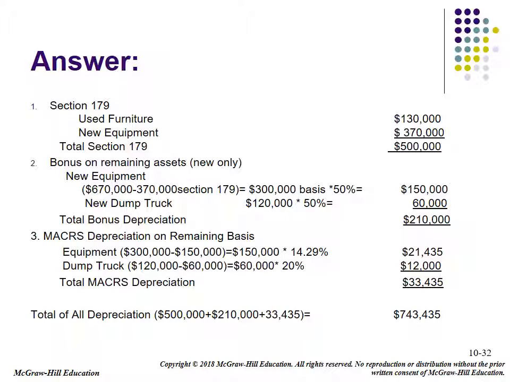The dump truck, same deal, $120,000 minus $60,000 immediate bonus expensing. So we have $60,000 of basis that can be depreciated over the next 5-year life. So the first year we'll take 20% of that $60,000 or $12,000. Next year it'll be $60,000 times 32%. So the total overall depreciation that can be taken between Section 179, bonus depreciation, and MACRS for these three assets is $743,435. That's awesome. And that's how it works.